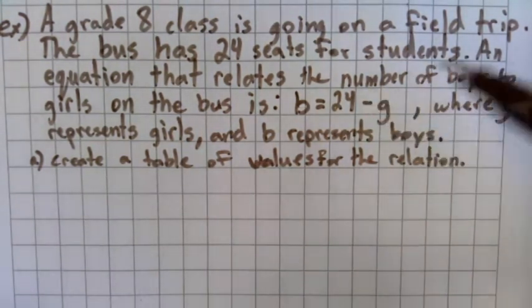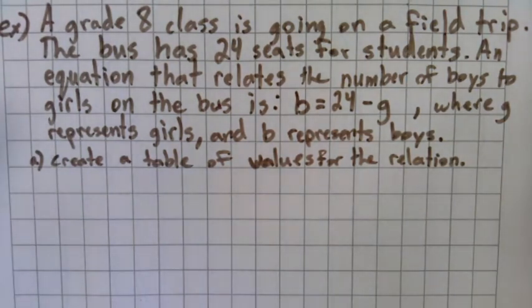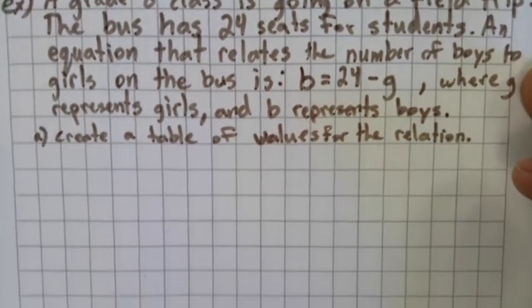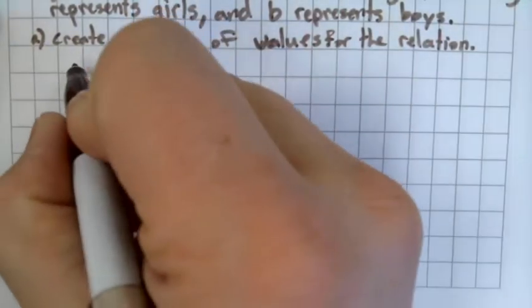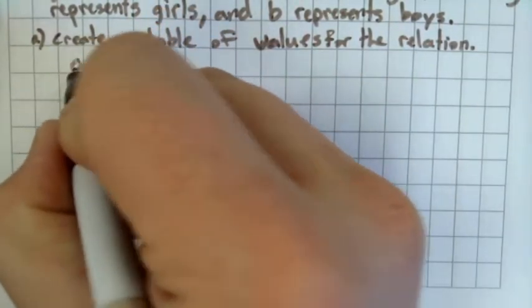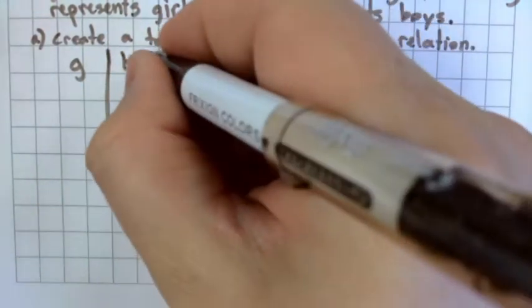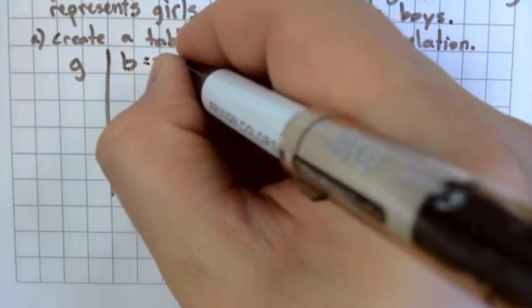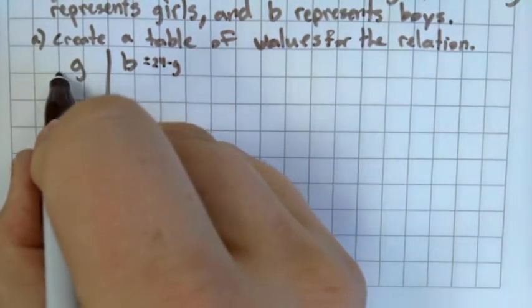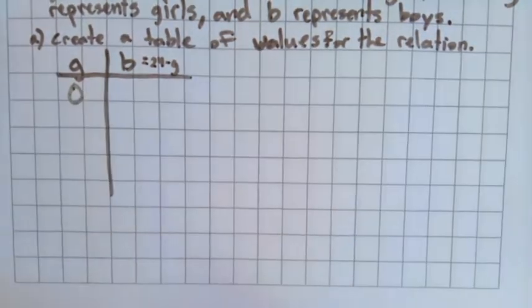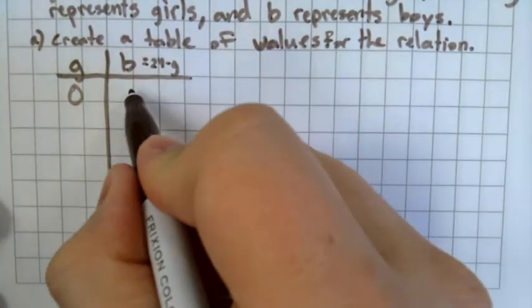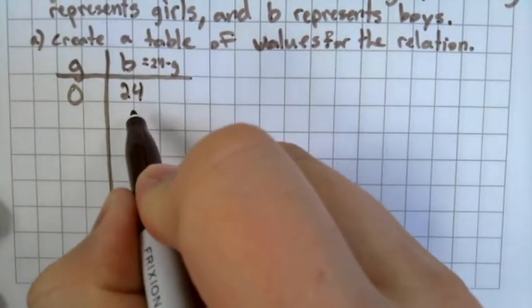Boys equals 24 subtract the girls. Now, let's create a table of values for the relation. So using some of the stuff we learned last lesson, if we have our girls, what would our boys be equal to? Our boys is equal to 24 subtract girls. Let's remember that. So let's say we have 0 girls. Well, 24 subtract 0 would be 24.